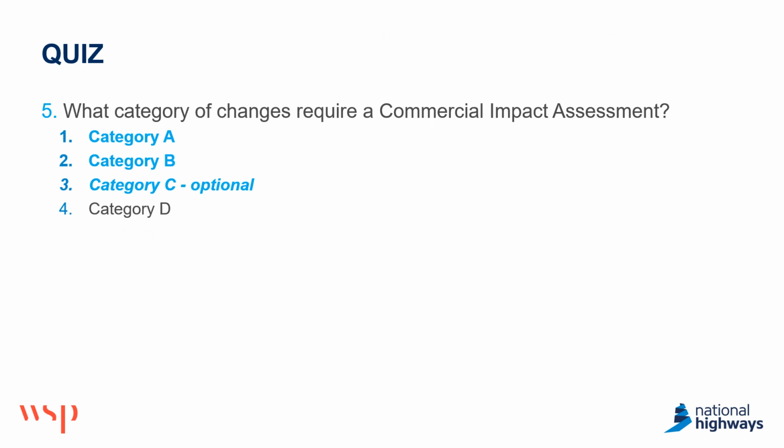So the answer's a bit of a trick question here. A and B require a commercial impact assessment. Category C is optional. Category D shouldn't have any commercial implications, so it's not required.